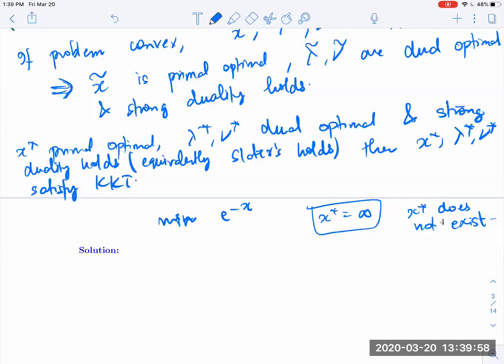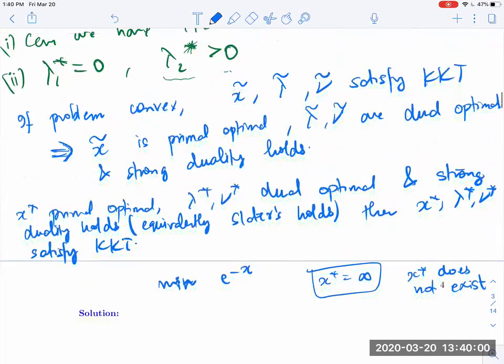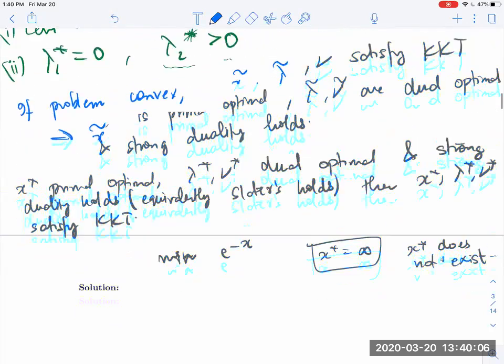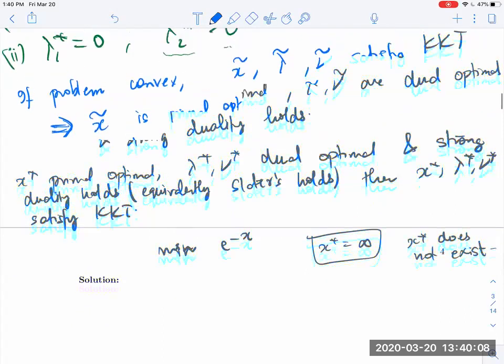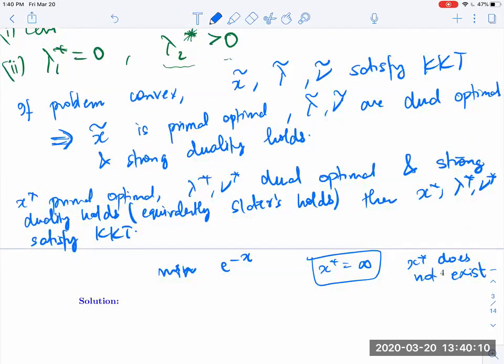Okay, if the problem's convex but we can't find a solution to KKT, then how else do we go about proving strong duality? You'll have to solve primal and dual separately without assuming strong duality holds.